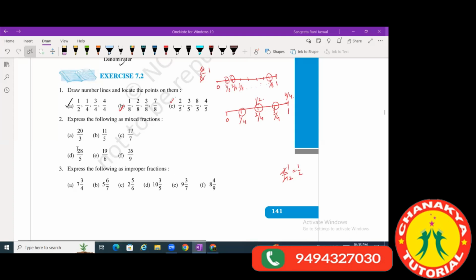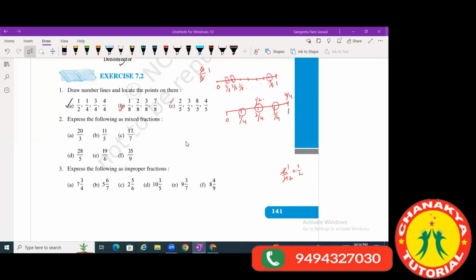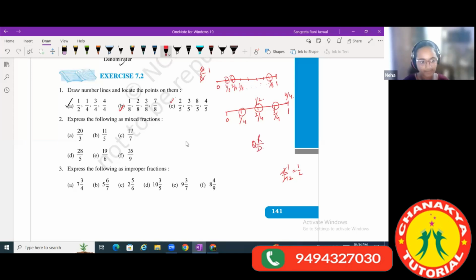Okay, Neha, now you can do this second question. Express the following as mixed fraction. You remember how to do the mixed fraction? Yes, ma'am. 20 by 3. Divide 20 by 3. Okay. And divisor into quotient plus remainder. You remember that, no? QR by D. Yes? Do.